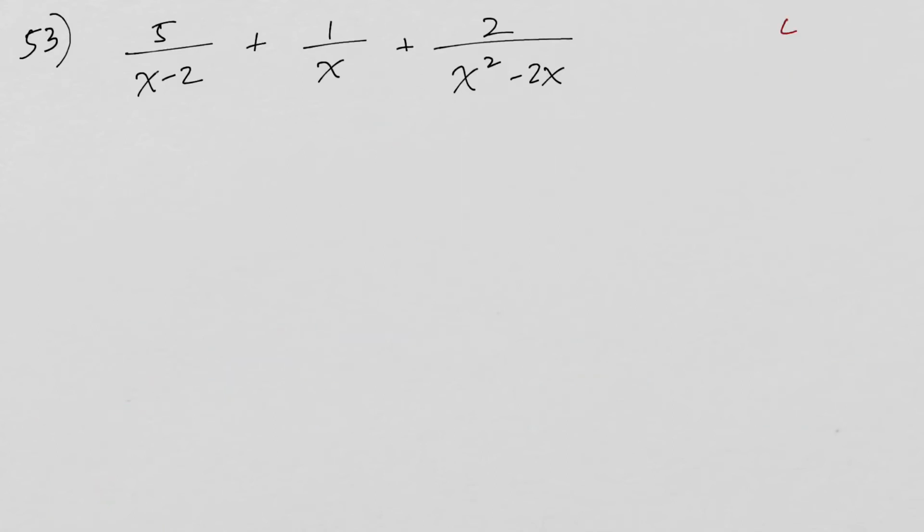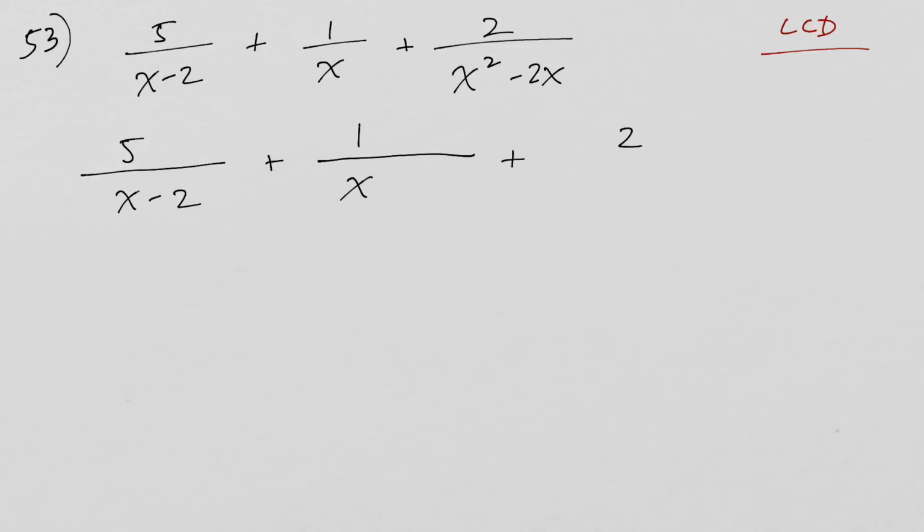Okay, before I can figure out my LCD, I need to factor everything. So this first fraction is unfactorable, so I'll just leave it like this. The second fraction is unfactorable in the denominator, so I'll leave it like that. But this third fraction, I can pull out an x, and I have that. So my only factors involved in the denominators are x and x minus 2. So that must be the LCD.